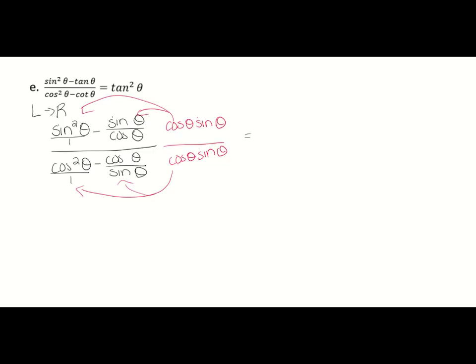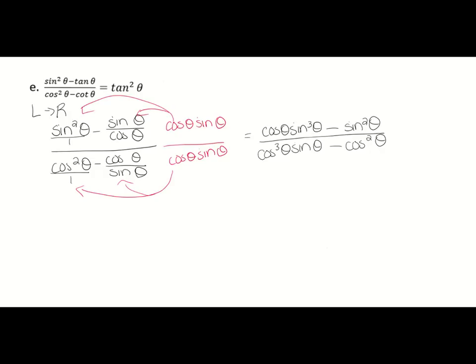Okay, so sine squared theta times cosine times sine will give me cosine theta times sine cubed theta. Minus, here when I distribute it in the second terms, the cosines are going to cancel, and I'm going to be left with sine squared theta over. Now cosine squared times cosine sine is going to give me cosine cubed theta, sine theta, minus. And in the last term at the bottom, the sines will cancel and I'll be left with cosine squared theta.